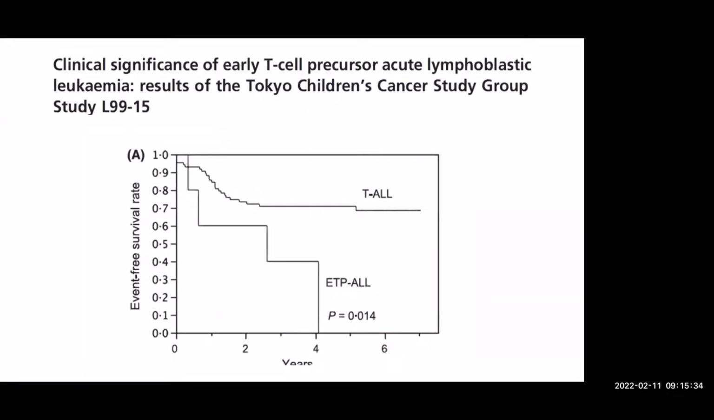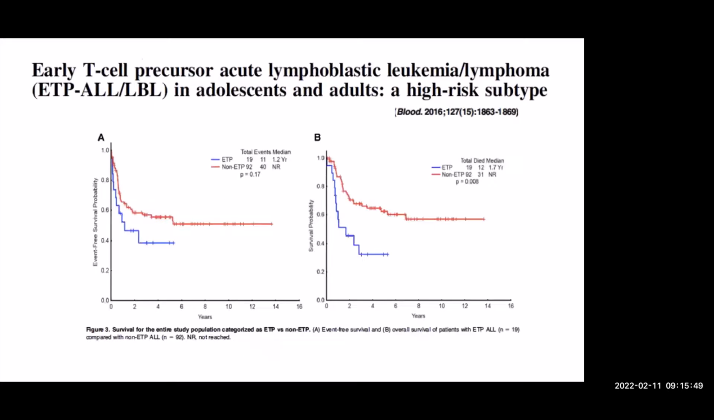And this is the other study done in the Tokyo Children's Cancer Study, where patients with early T cell precursor acute lymphoblastic leukemia have inferior event-free survival compared with T acute lymphoblastic leukemias. Coming to the adult patients, similar to the pediatric patients, adult patients also have similar outcomes. Patients with ETP-ALL have inferior outcomes compared with non-ETP-ALL.